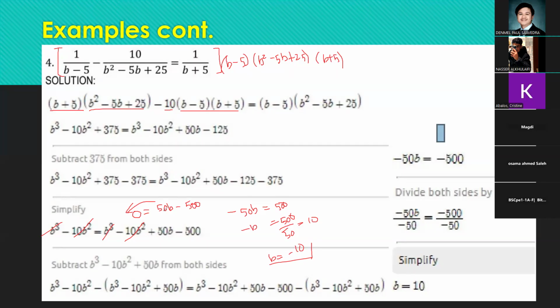My bad. This is negative, yes, it's correct, but this 500 is also negative. So that is why it's positive 10, because negative times negative will just negate. That would become a positive, which is now the same with this one.